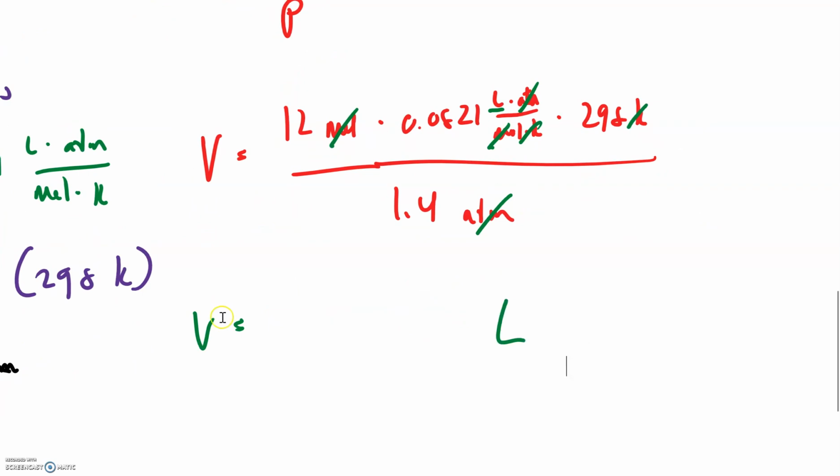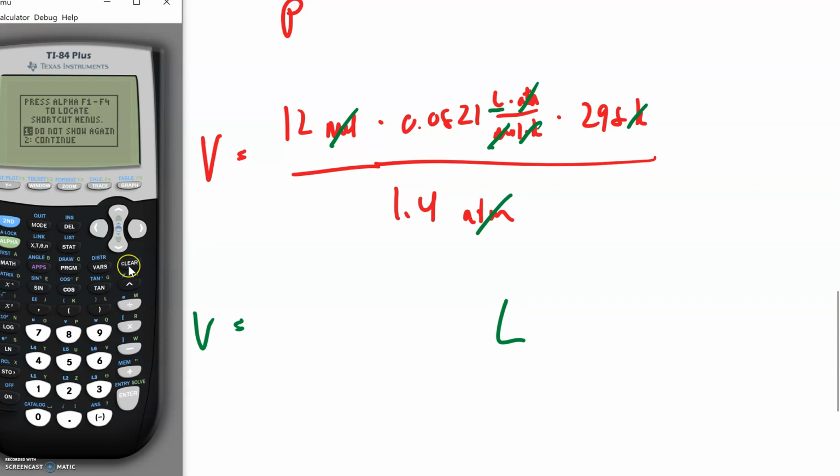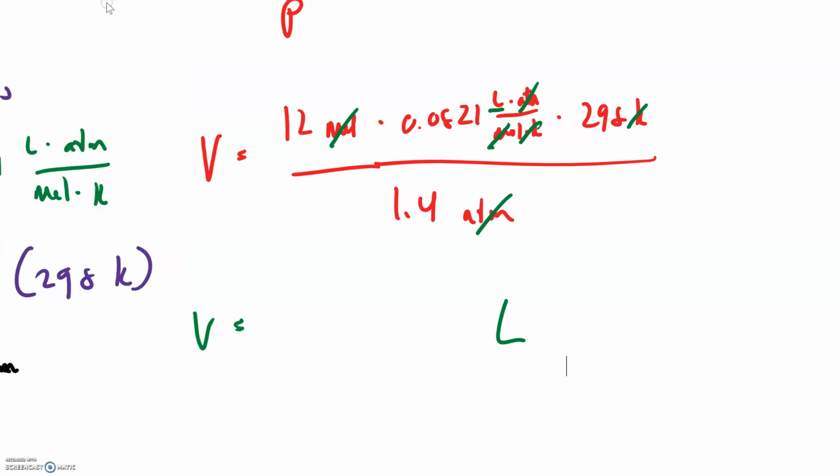So all we need to do is take our calculator. Let me turn mine on. And I'm going to do all of this in one shot. So I'm going to use the parenthetical function on my calculator. So I'm going to put 12 moles times 0.0821 liter atmospheres over moles kelvins times 298. I'll close those parentheses and I'll divide this whole thing by 1.4. And this will give you my answer in liters. 209.7, and we'll record that right here.